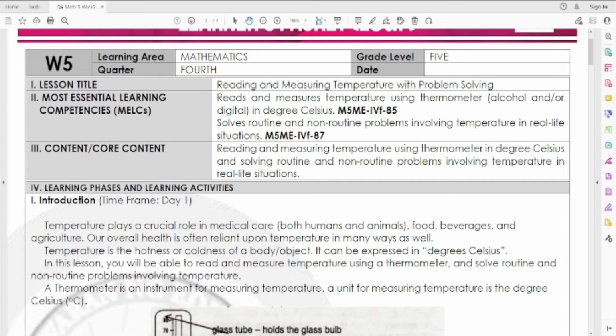Good day, children. Our lesson today is reading and measuring temperature with problem solving. You are expected to read and measure temperature using a thermometer in degrees Celsius and solve routine and non-routine problems involving temperature in real-life situations.